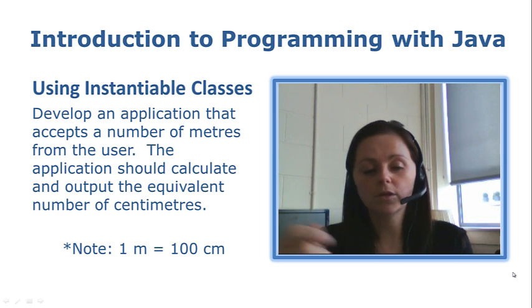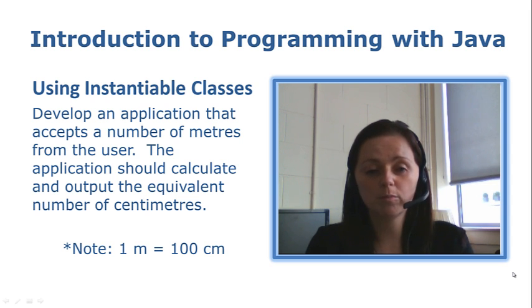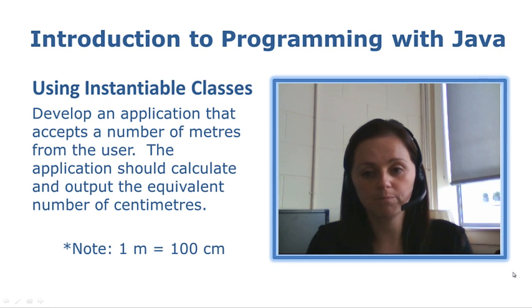Okay? We're going to take a look at this example here, which is to develop an application that accepts a number of meters from the user. The application should then calculate and output the equivalent number of centimeters. And the best place to start when you take a problem like this and you want to write a program, before you even start writing code, is to think, what is your input, process and output for this program?